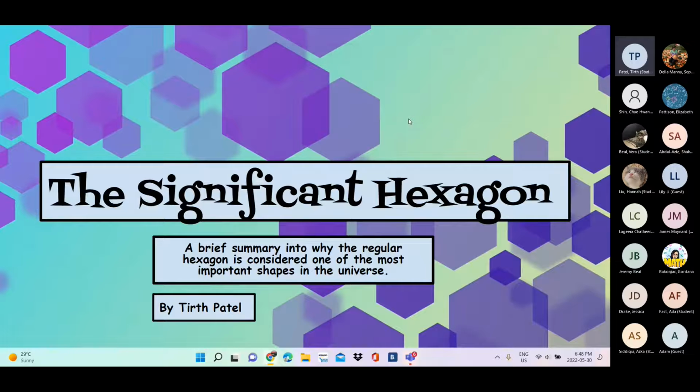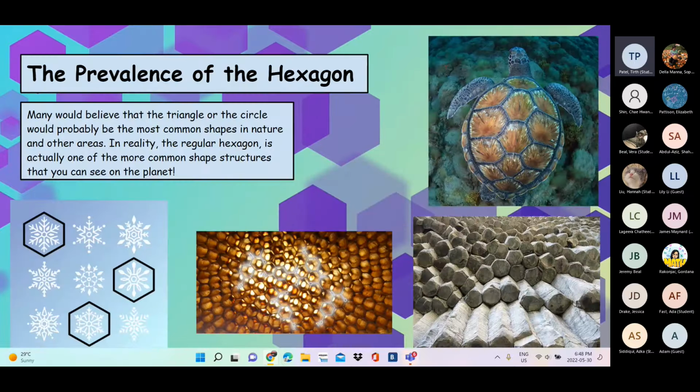So today we're going to learn about the hexagon and why it's considered one of the most important shapes in the universe, and why I also think it's a pretty cool shape. Many would think that the triangle or the circle would be the most common shapes in nature because of structural integrity or because there are a lot of circular parts in nature. But in reality, it's actually the hexagon, which is the most common shape structure that you can see on the planet. So here are some pictures of areas where you can see the hexagon.